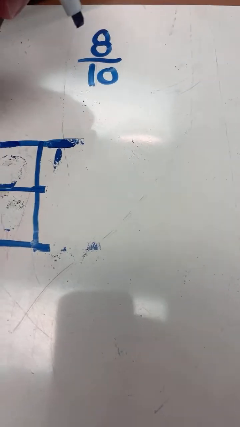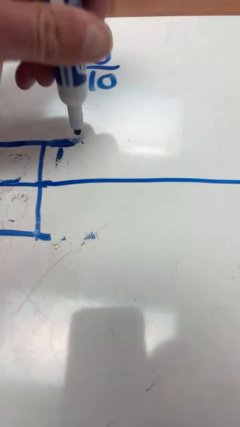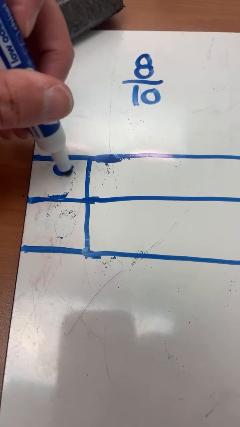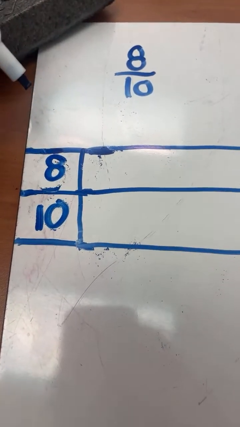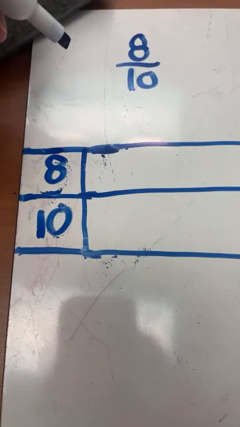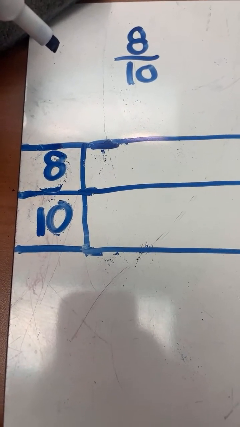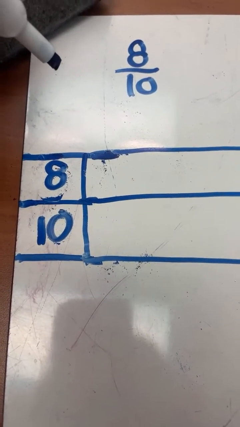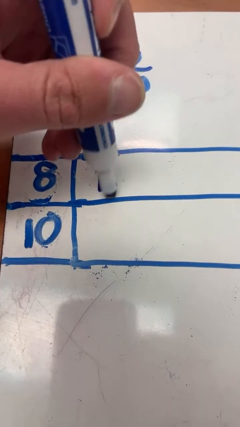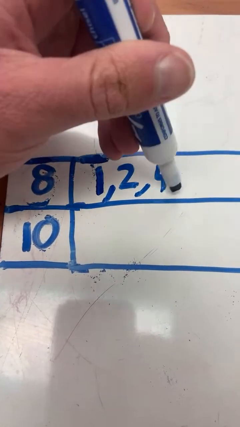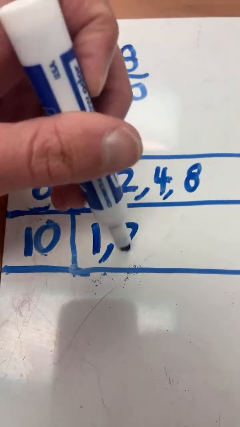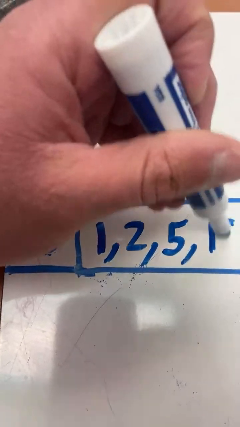8/10. That is the next fraction that we are going to reduce to lowest terms. So we have 8, we have 10. I'm going to list all the factors of 8 and 10, then we are going to divide by the greatest common factor. So our factors of 8 are 1, 2, 4, and 8. Our factors of 10 are 1, 2, 5, and 10.